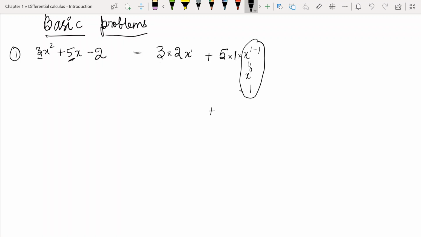So here what we would be having is 5 only, because 1 into x power 0 has become 1. So 1 into 1 is only 1. So what you have is 5 here. Now all of us know that the differentiation of a constant is 0. So what we are left with is 3 into 2, 6x plus 5 is the answer for this. Okay. Let's move on to the next problem.